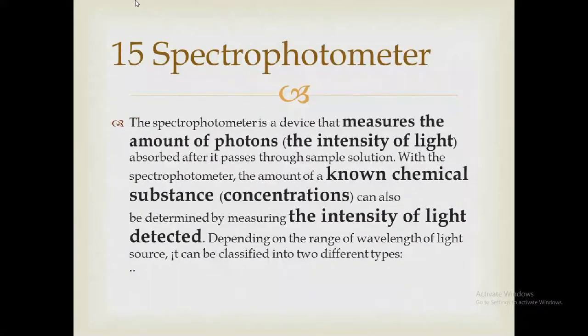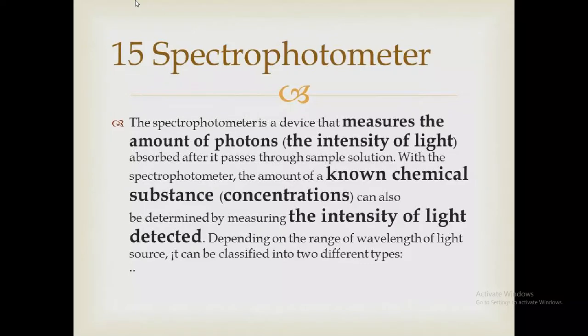Spectrophotometer. Now, the colorimeter we just saw. Another instrument is the spectrophotometer, a device that measures the amount of photons, that is, the intensity of the light absorbed after passing through the sample solution. With the spectrophotometer, the concentration of a known chemical substance can also be determined by measuring the intensity of light detected. Depending on the range of the wavelength of the light source, it can be further classified.